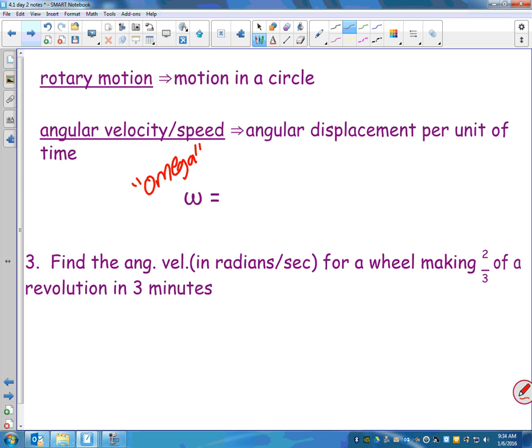So the formula for angular speed or angular velocity, and that's the symbol that we're using, omega, just equals theta, the angular displacement, over time. And time is whatever units it asks us to find. So time can be whatever units they tell us, but theta we have to have in radians again.